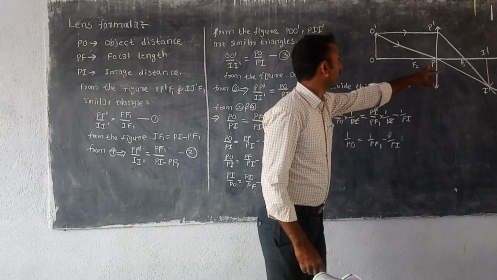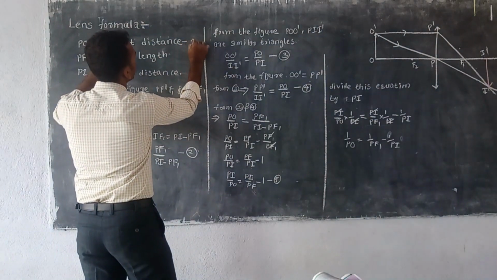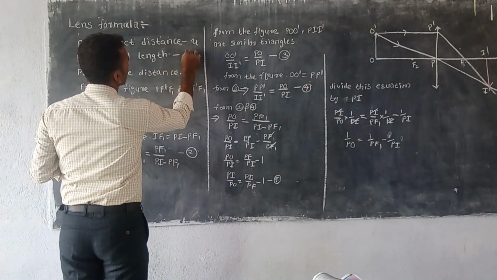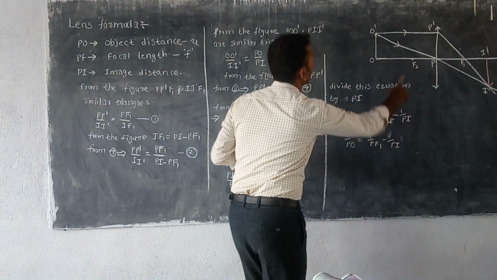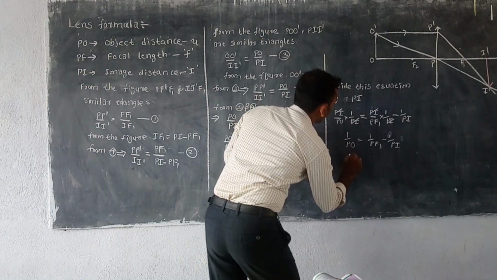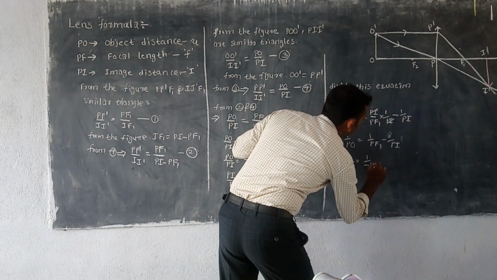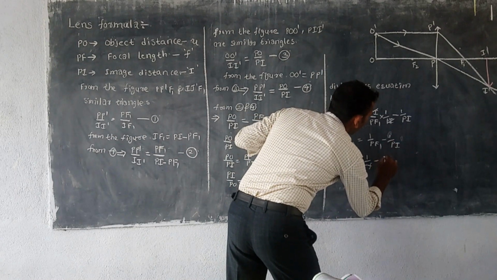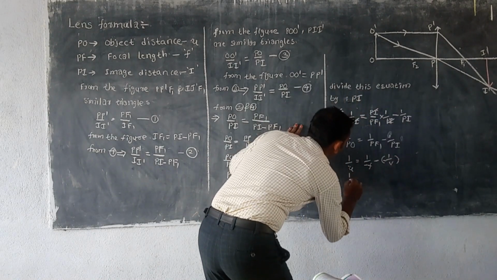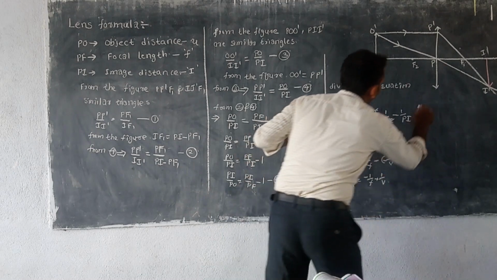And we can write the values here. PO means object distance, and object distance is U. PF1 means focal length F. And PI means image distance, V. So substitute those values here. 1 by PO means 1 by U equals 1 by PF1 means minus F, minus 1 by PI means minus 1 by image distance V. So we can write 1 by U equals minus 1 by F plus 1 by V.